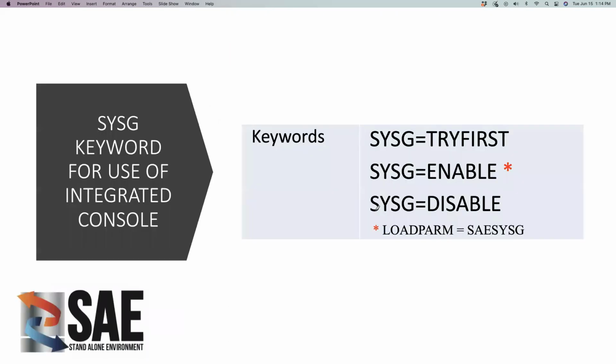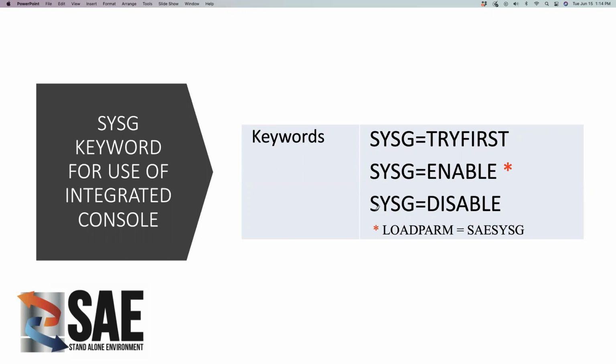Now, for those of you who are customers and you're going to install release 17, there are some new keywords you need to look for. And this is an example of them. There are 3 or 4 unique or new ones in there. And what these basically are saying, in this case, is how we want to use the integrated console, typically called SysG. And the default is to try first.